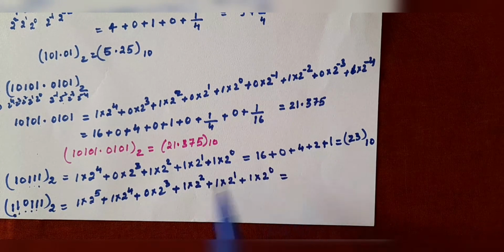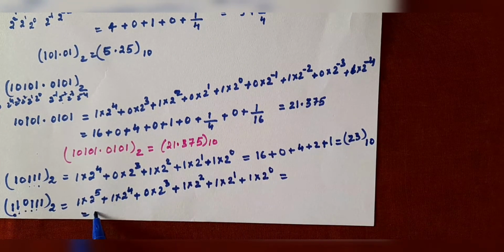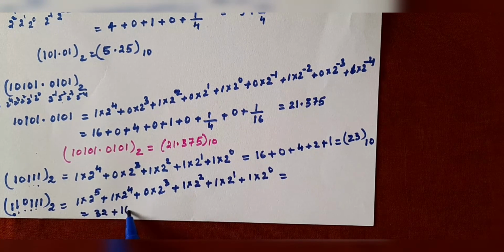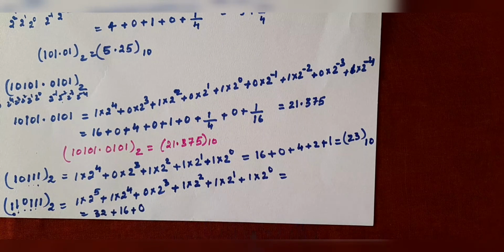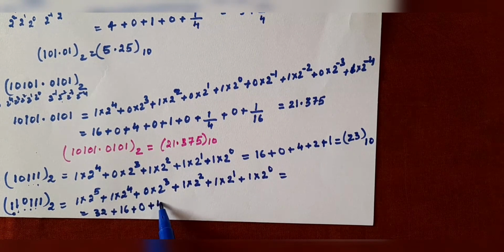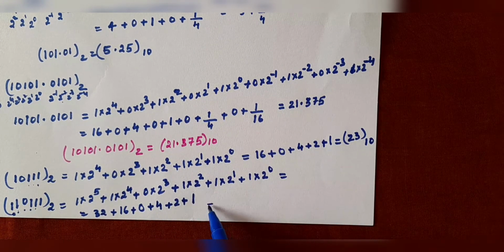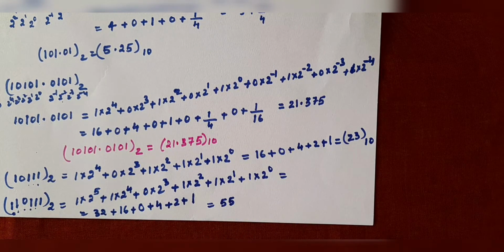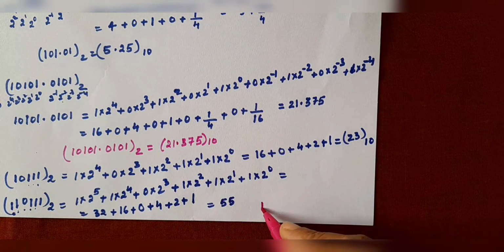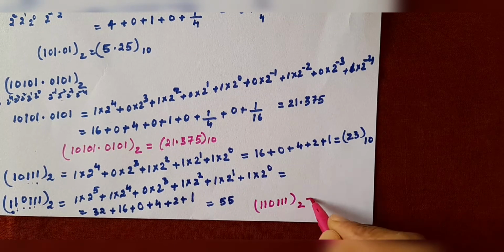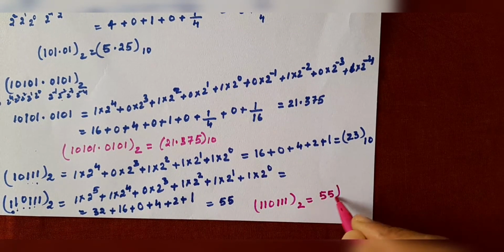So what will it come? This will come as 32 plus 16 plus 0 plus 4 plus 2 plus 1. So it will come as 55. Okay. So what have you done? You have converted the 1101111 binary number to a decimal number as 55.